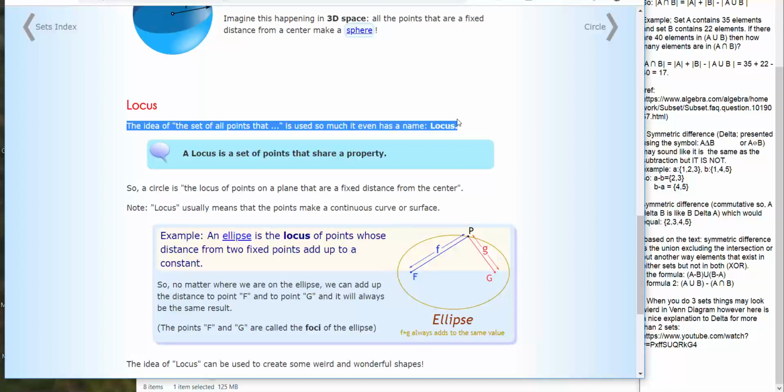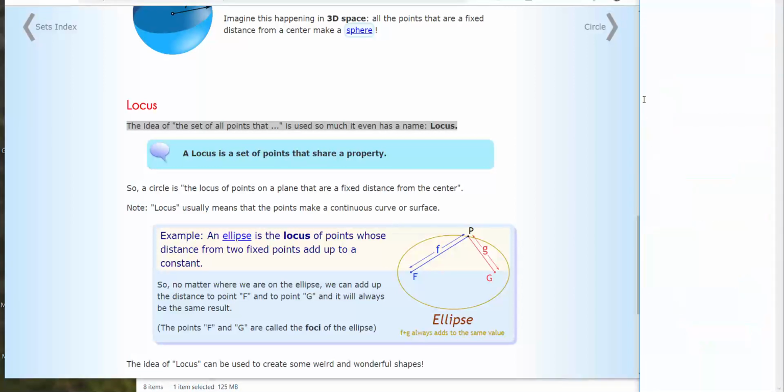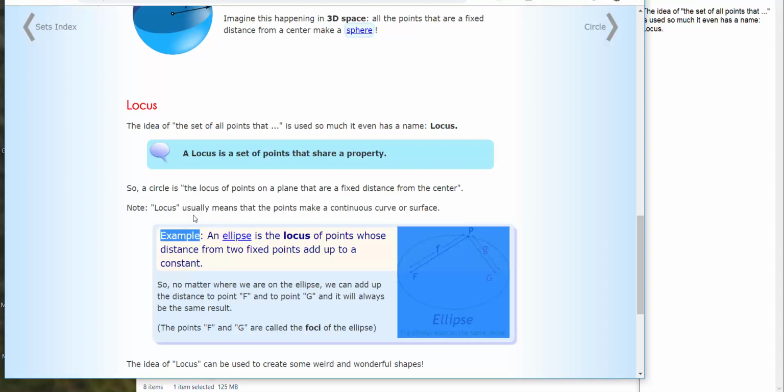So this is the definition. Let's reset this notes page and have this noted down. A circle is the locus of points on a plane that are a fixed distance from the center. Note, locus usually means that the points make a continuous curve or surface.